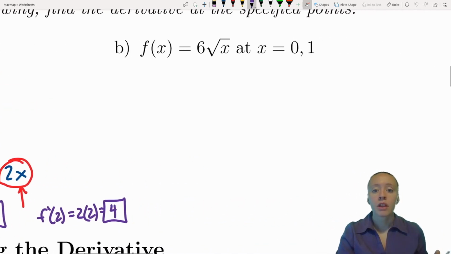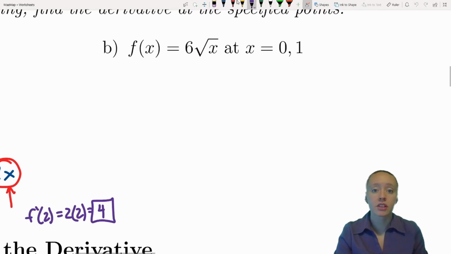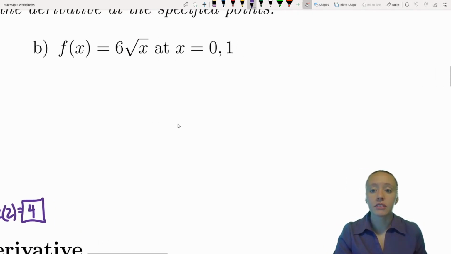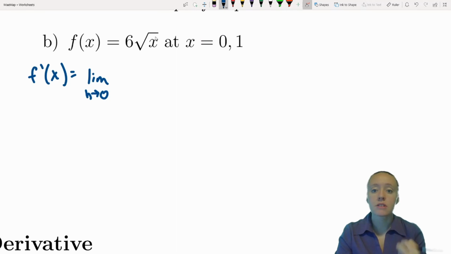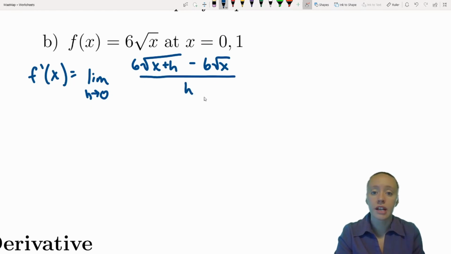In part B, our function is 6 square root of x. So when calculating that derivative, we're going to have f prime of x equal to the limit as h approaches 0 of f of x plus h minus f of x all over h. So we're plugging in x plus h into our function. So we're going to have 6 square root of x plus h, and then we're going to subtract f of x, which is 6 square root of x, and that's all over h.